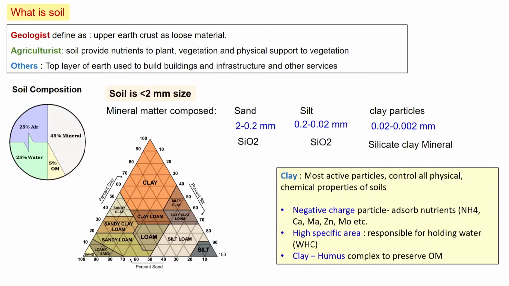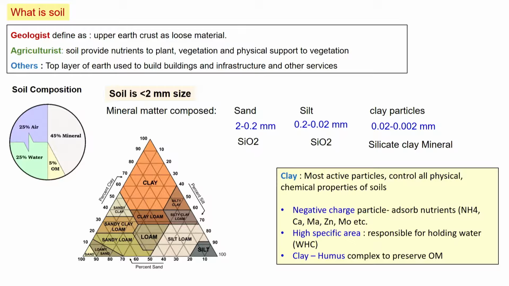So first comes, what do we mean by soil. Sometimes a geologist says that soil is the upper earth crust as a loose material. Agriculturists say soil provides nutrients to plant vegetation, and it provides physical support to vegetation. Others say that soil is also used as a building material and for urban infrastructure and other services.